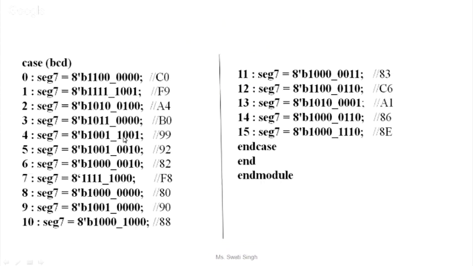This is a case BCD. When you pass 0, this is the code for displaying 0 on your 7 segment. For 1, we need to pass F9 on your 7 segment. Similarly, 0 to 9. Then if you want to display A to F, you can write these codes.